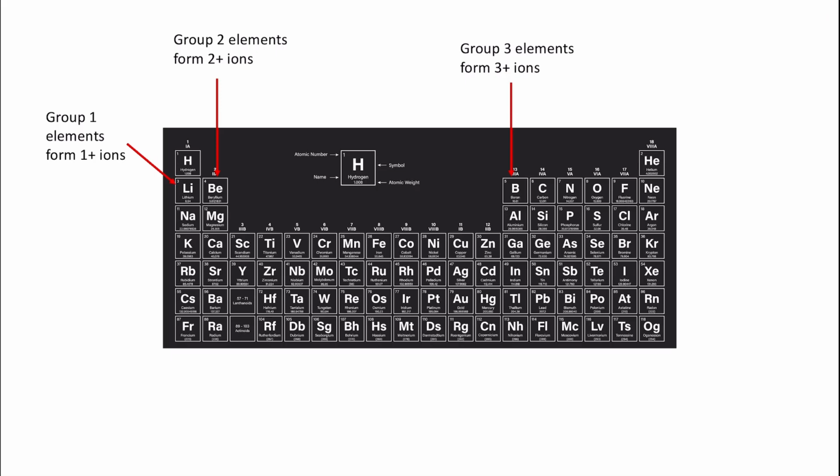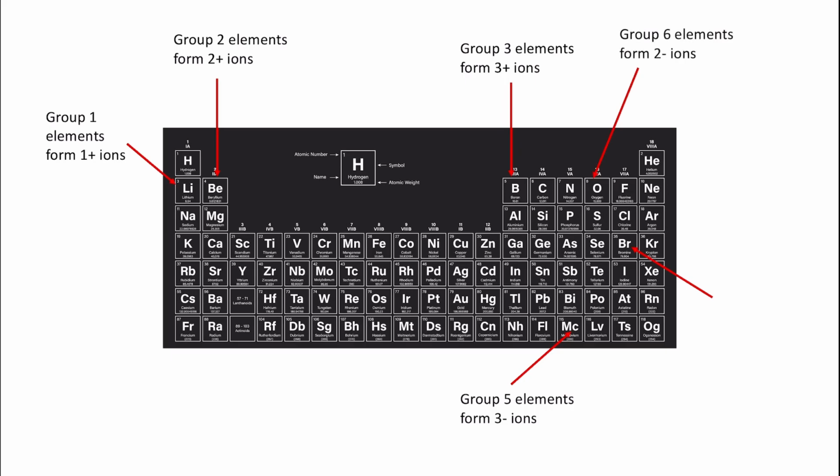Group 3 elements have 3 electrons in their outer shell, and they lose all 3 electrons to give you 3+ ions. Groups 5, 6, and 7 are all non-metals, and they tend to gain electrons rather than losing electrons. Group 5 elements have 5 electrons in their outer shell, and it's easier for them to gain 3 electrons in order to reach the full outer shell of 8 electrons. So they gain 3 electrons to form 3- ions.